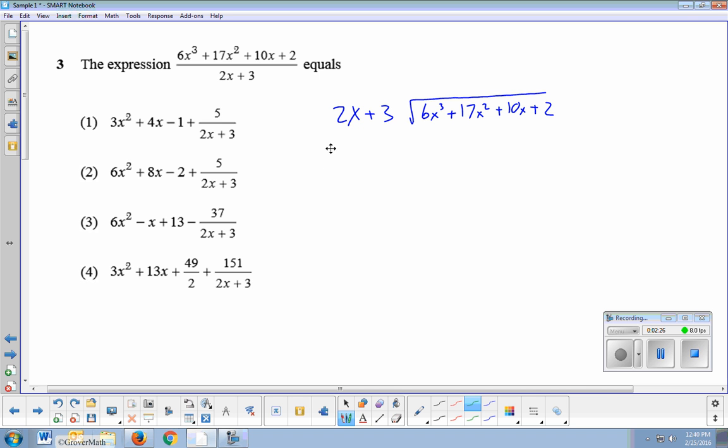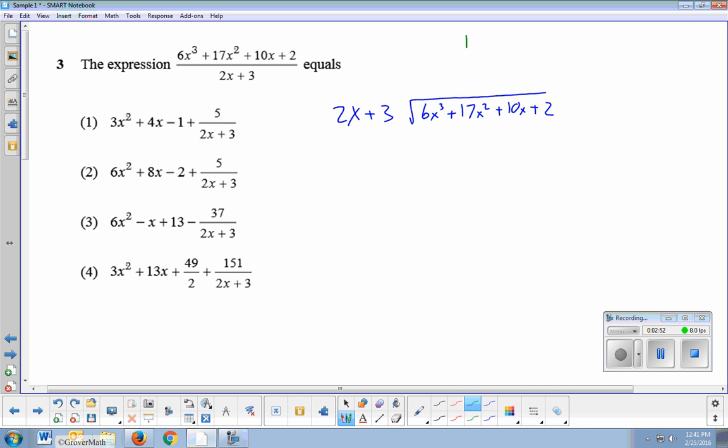Long division is a repeating process. It starts with just division, but you don't want to think about this whole thing divided by this whole thing. We want to think about just the front divided by the front. So 6x to the third divided by 2x. That's the only division I want to think about, the front divided by the front. And 6x cubed divided by 2x is 3x squared. 6 divided by 2 is 3, and x cubed divided by x is x squared.